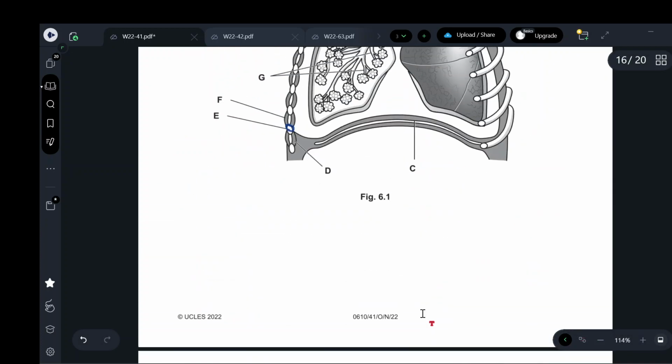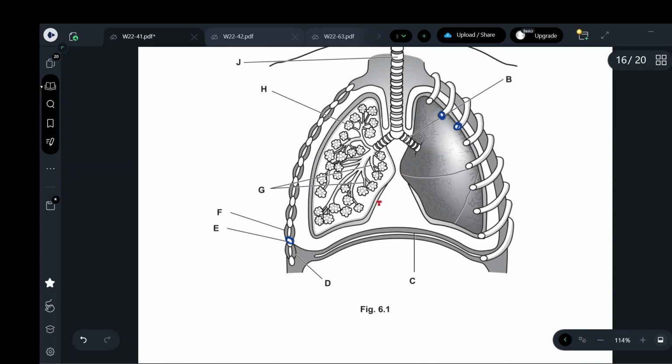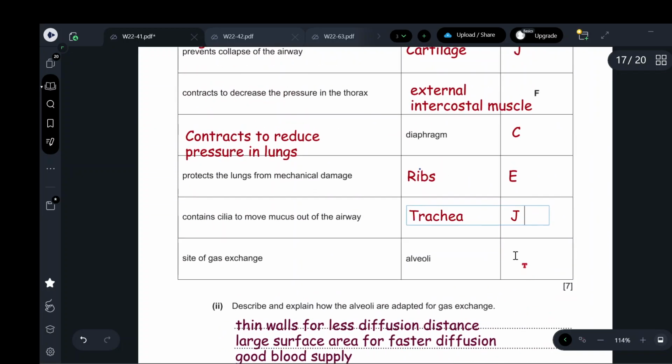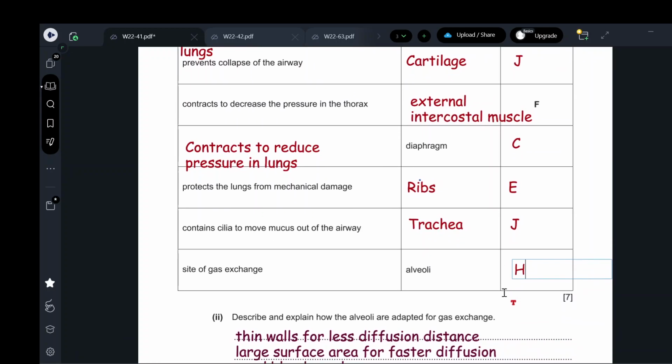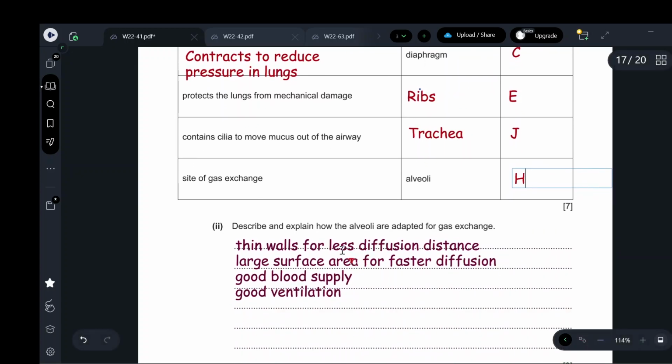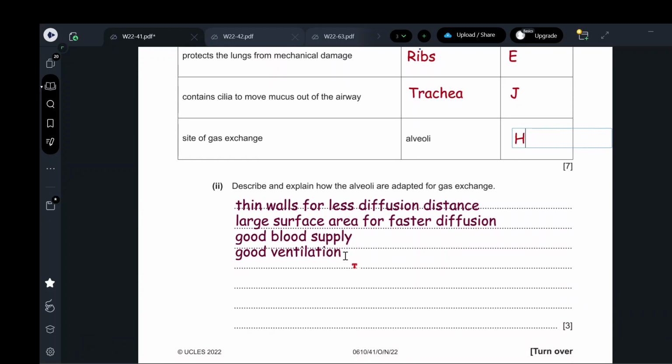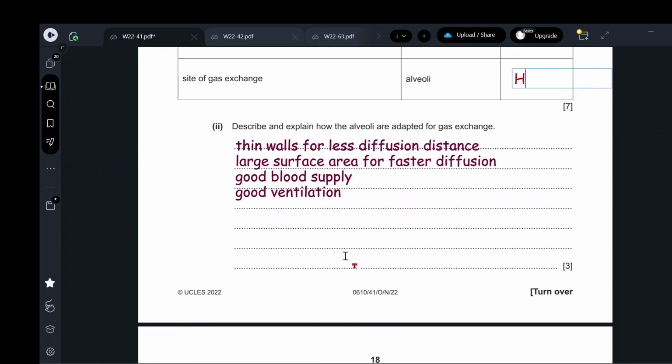Site of gas exchange, this is the alveoli. Where is the alveoli? These are the bubbles at the end of the bronchioles, which is H. Okay. How are the alveoli adapted? I will give him the adaptation and its reason. For example, thin walls for less diffusion distance, large surface area for faster diffusion, good blood supply and good ventilation to have enough oxygen to deliver to the tissues.